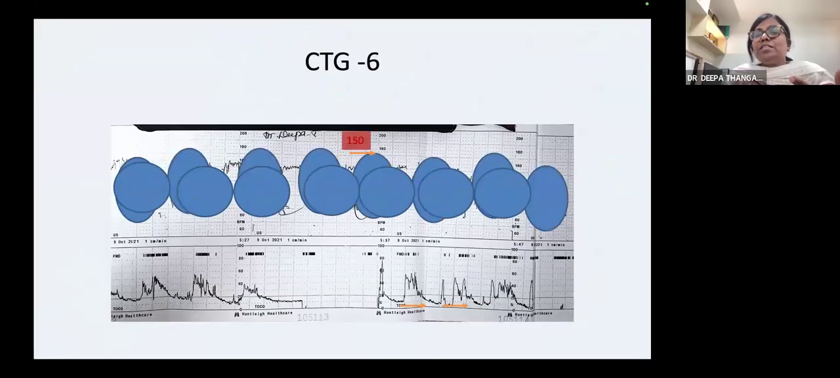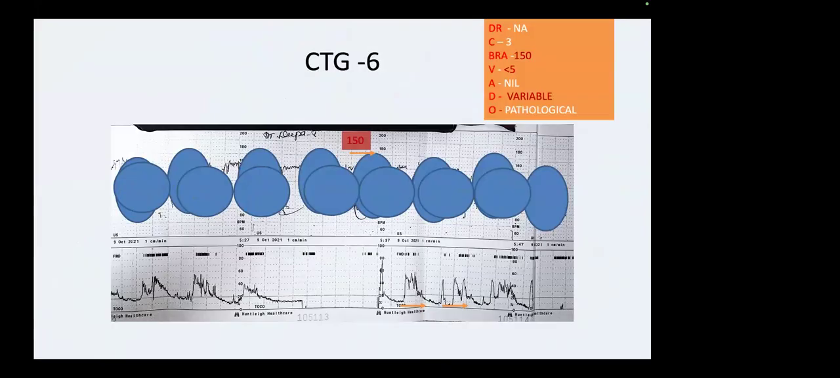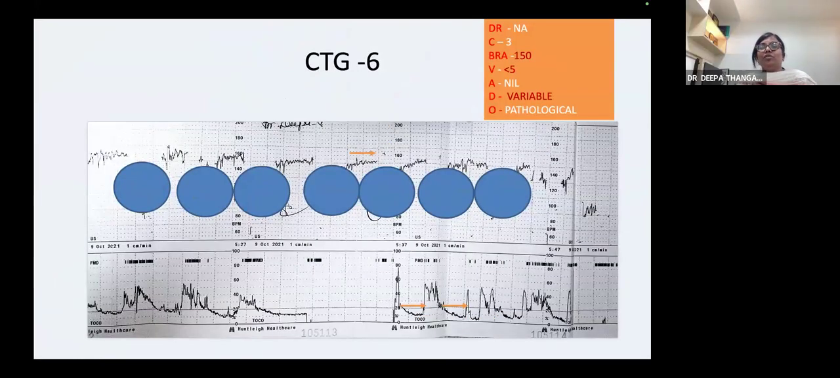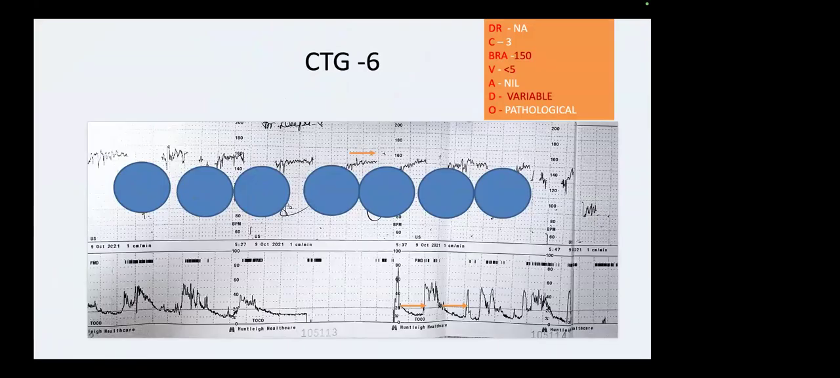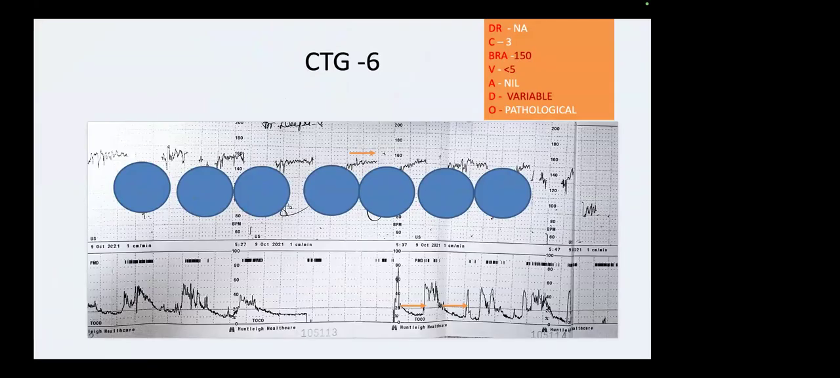So you do resuscitative measures to make it correctable. If it is not correctable, reassess whether she is progressing into full dilatation. If not, deliver her by C-section. Yes, ma'am. At 8 centimeters with pathological CTG staying more than 30 minutes, 50 minutes, it's not a very good sign. Okay. Yes, ma'am.